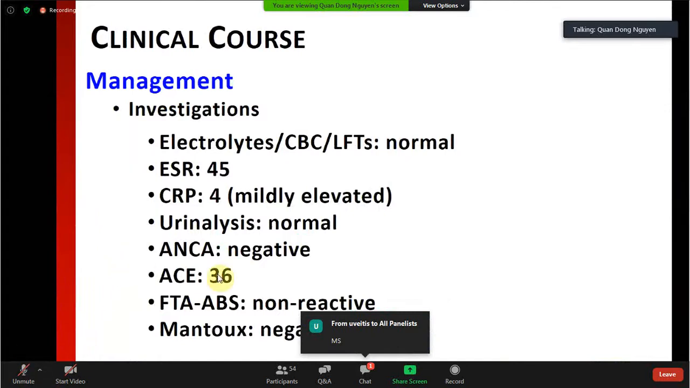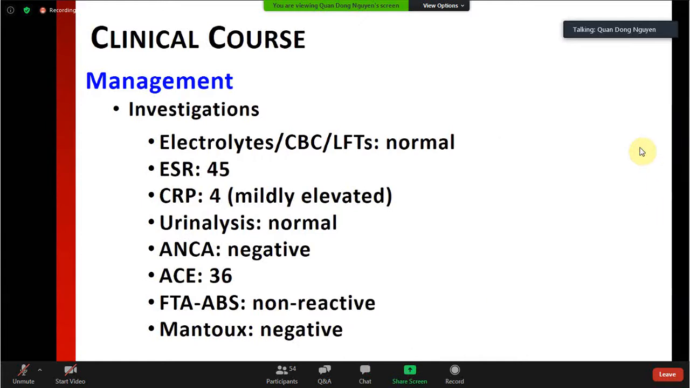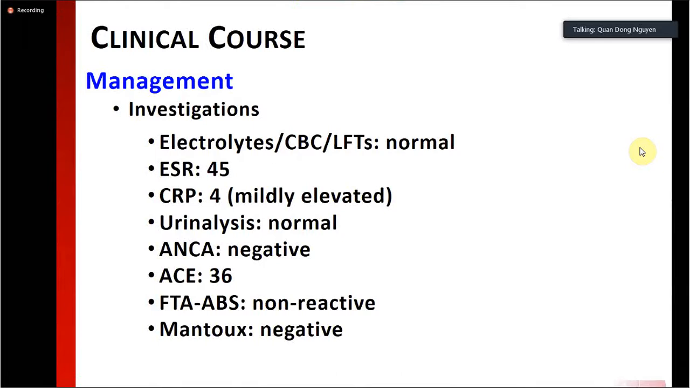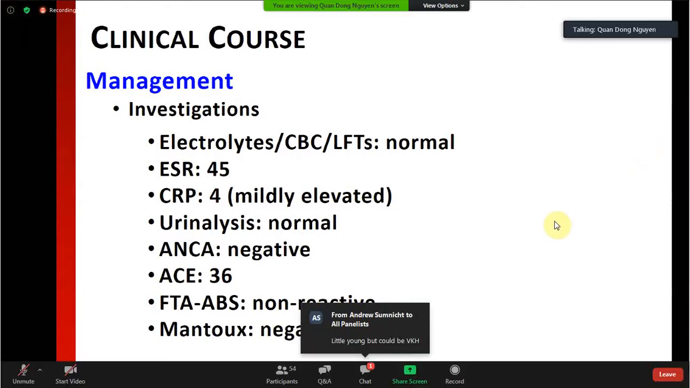So here's what the investigation showed. Normal electrolytes, ESR is not really elevated, just slightly over 45. CRP is mildly elevated. UA is normal, the ANCA is negative. The ACE is 36, which is normal. Testing for syphilis, the FTA-ABS was negative, non-reactive, and the Mantoux skin testing was also negative.